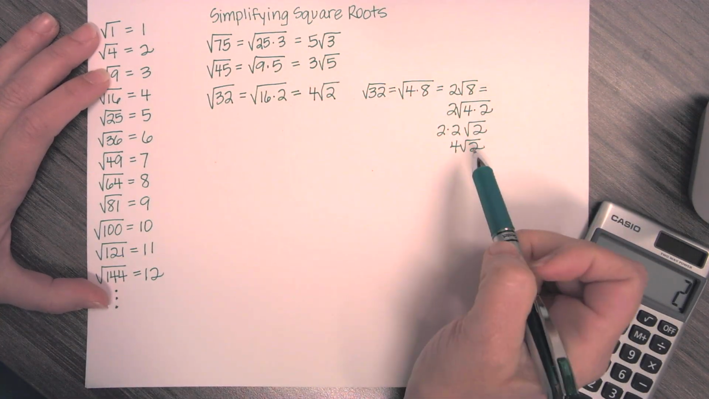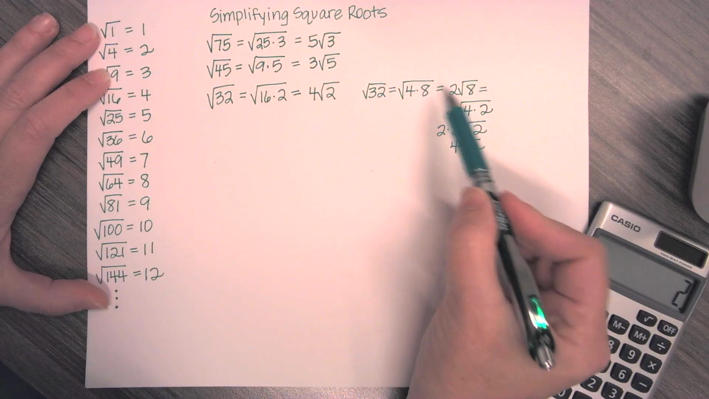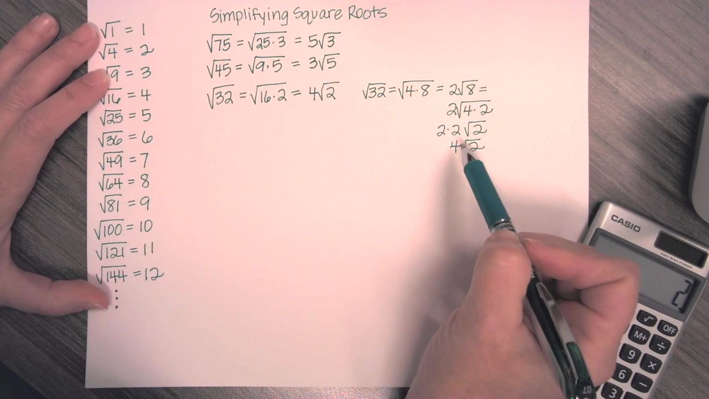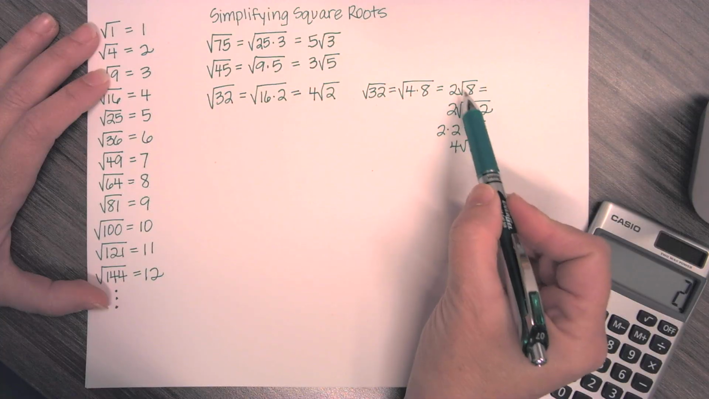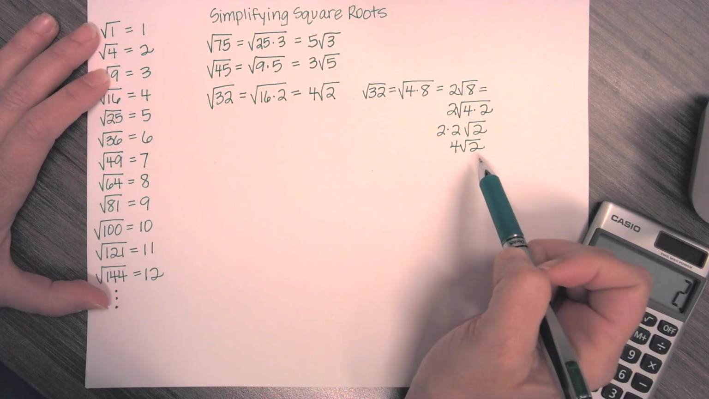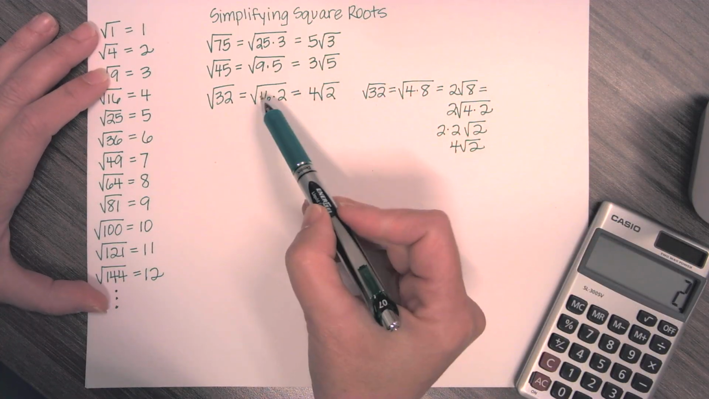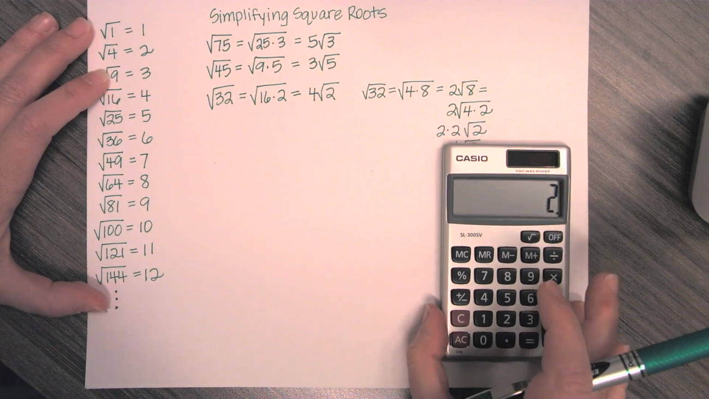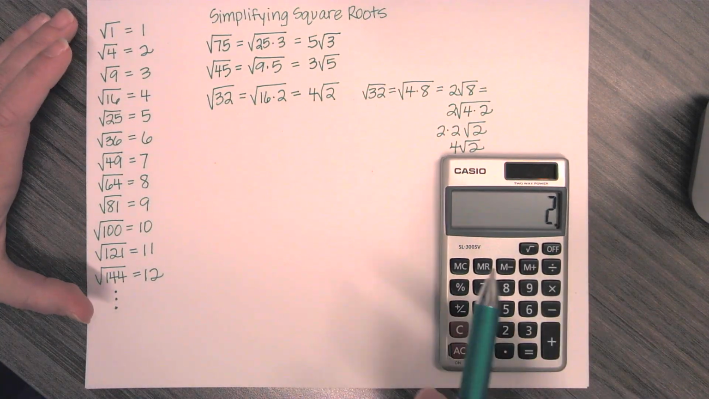The problem with doing it this way is a lot of people do this first step and they think they're finished and they stop there, and it's not simplified all the way. As long as you realize that 8 can be simplified again, then this way is fine. But it's going to be faster if you pick the largest perfect square that will go into the number.